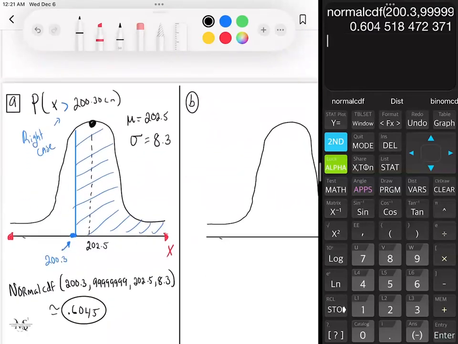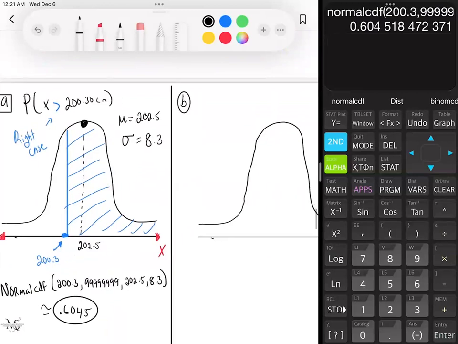All right, now let's actually do this for part B, which is the correct solution, or the actual solution to what the problem was asking us. So here the problem now was asking us, find the probability that X bar, your sample mean, is going to be greater than 200.3 centimeters.